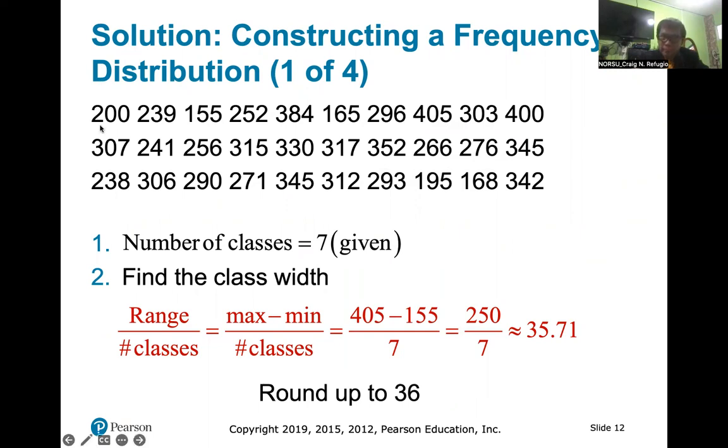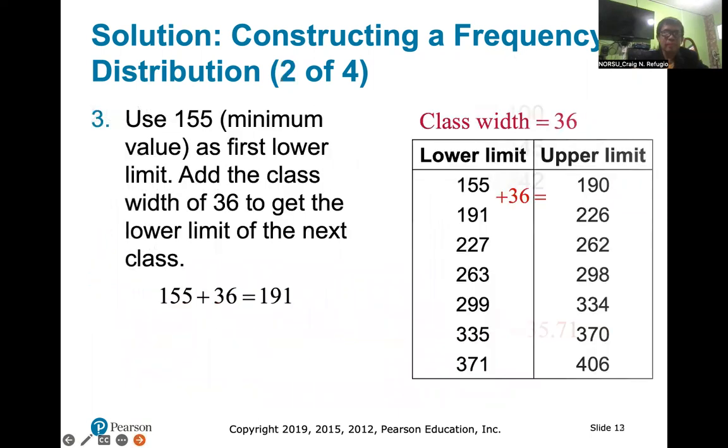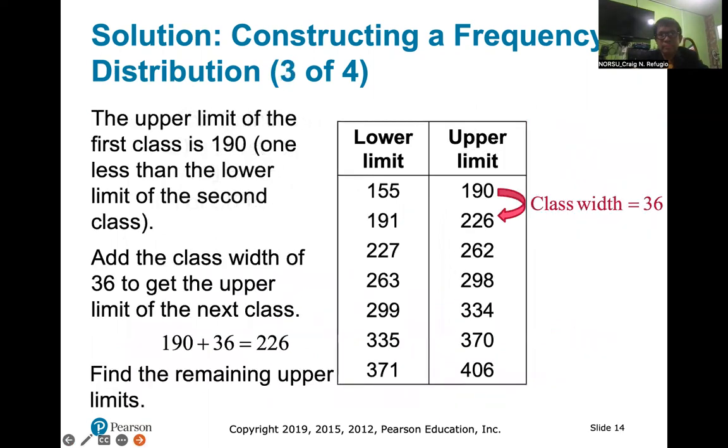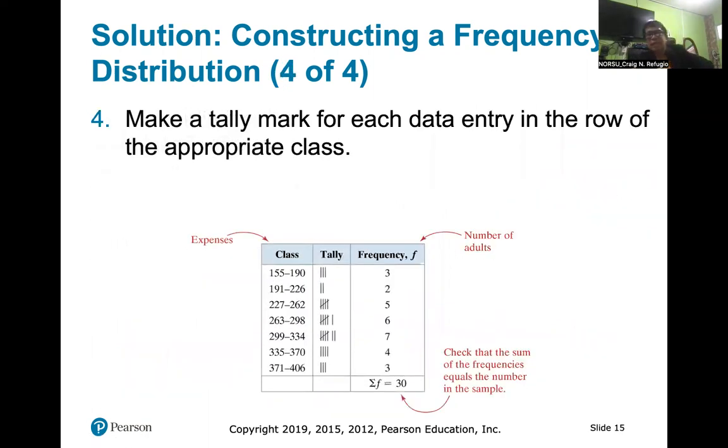You start from here, then by row up to this one, or you can start tallying by column, starting from this one, then by column up to the last column. Then after that, you have the tally column. To get the frequency, count the number of tallies. So we have 3, 2, 5, 6, 7, 4, then 3. So the total is 30. Our summation of f is equal to 30.